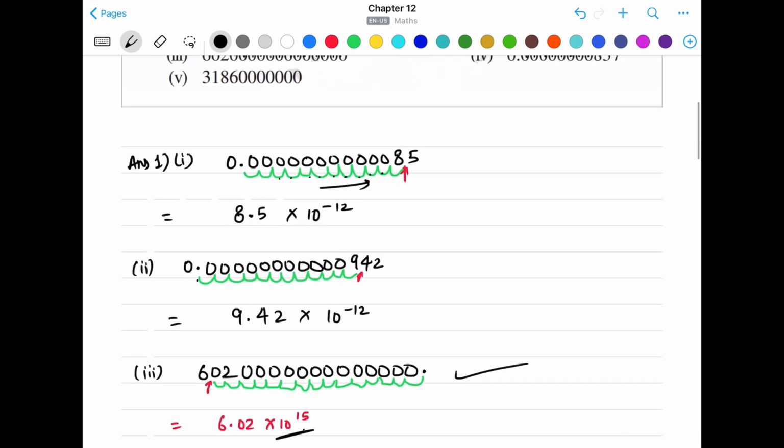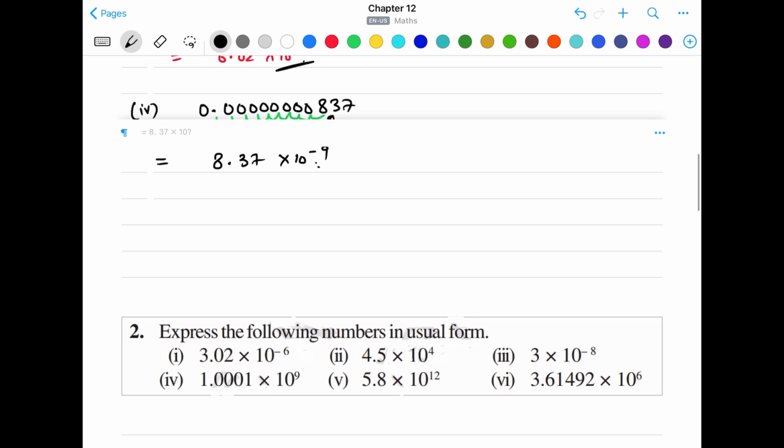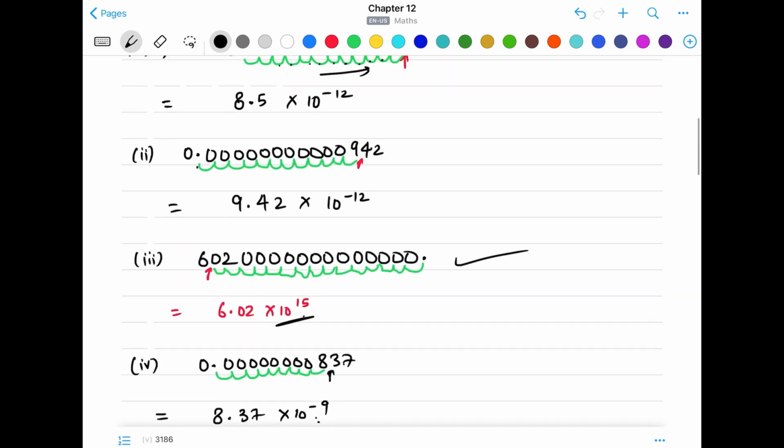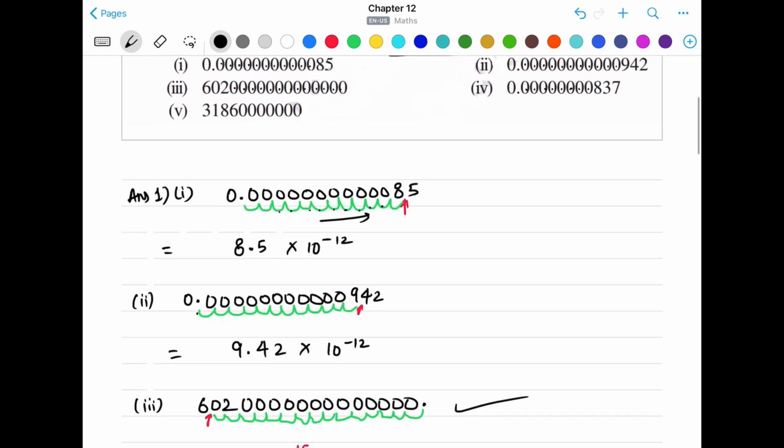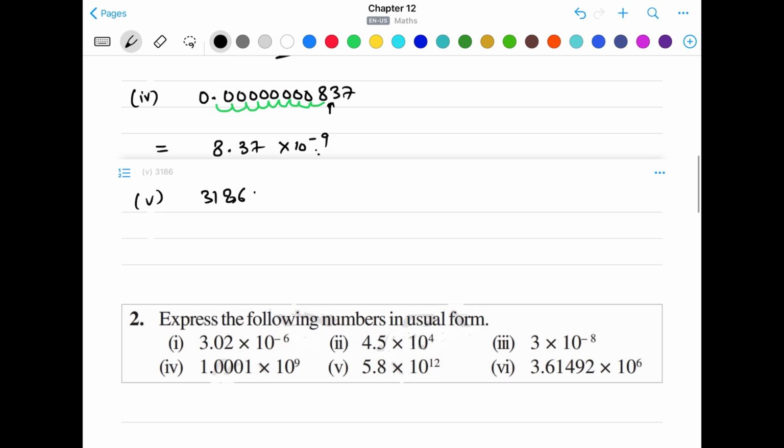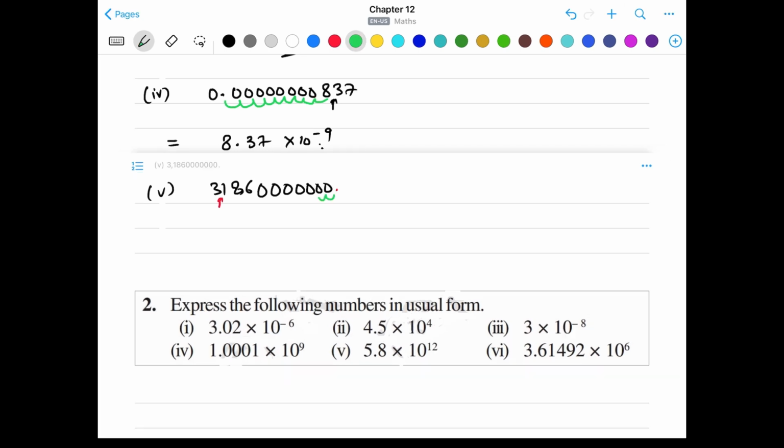Now see the last one. We have 3186. Let's count the zeros now. We have 1, 2, 3, 4, 5, 6, and 7. Okay, so we have the decimal here at the end. So let's count the number of places. We have 1, 2, 3, 4, 5, 6, 7, 8, 9, and 10.